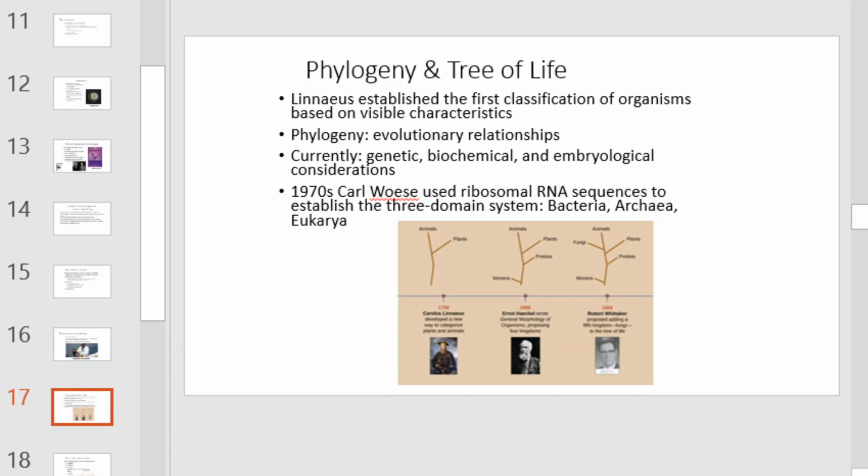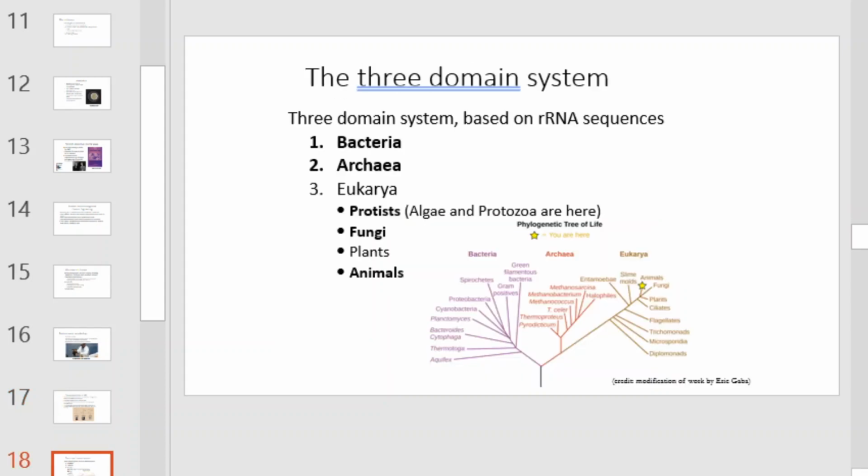In the 1970s, Carl Woese used ribosomal RNA sequences to establish the three-domain system: bacteria, archaea, and eukarya. Here we see the three-domain system as based on those rRNA sequences. Again, it is made up of the bacteria and the archaea, and here we see the eukarya subdivided into the protists, sometimes referred to as protista, the fungi, plants, and animals.